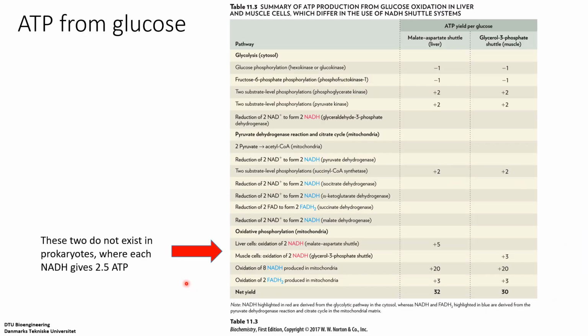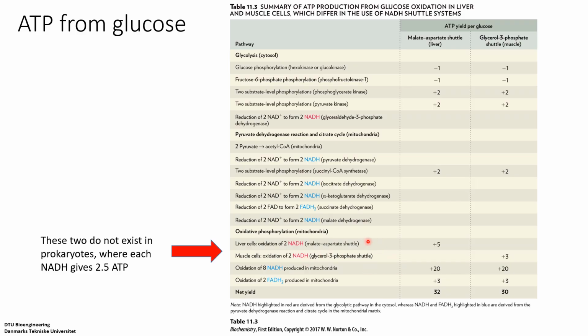So this is the table from your book where it shows where the different ATPs come from. And I just want to show these two down here, so we have the liver cells where we get this oxidation of 2 NADH, and the muscle cells where we only get 3 of them, right? Because we have the NAD FAD cycle and not the malate aspartate cycle.